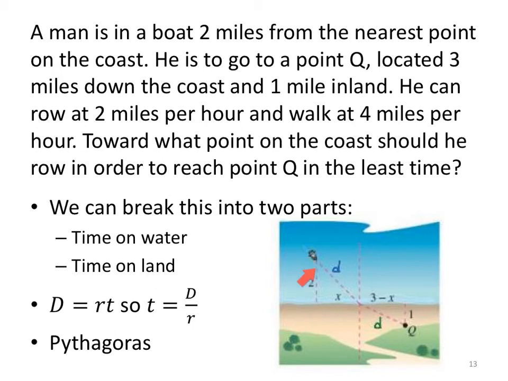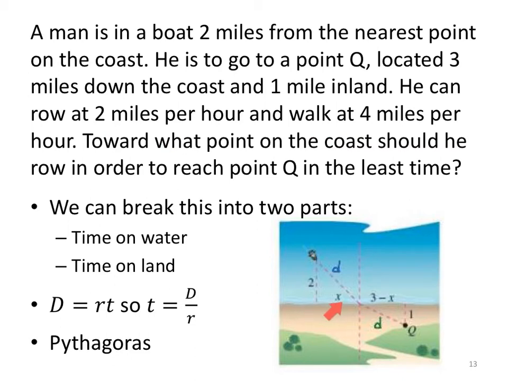So he doesn't want to row the 2 miles and then walk it all down. That's going to take some time. We want to row towards our point Q and then we'll walk the rest of the way, because we can walk faster than we can row. Let's see what happens. Let's break this into 2 parts.